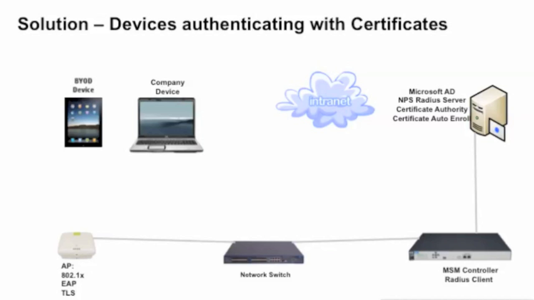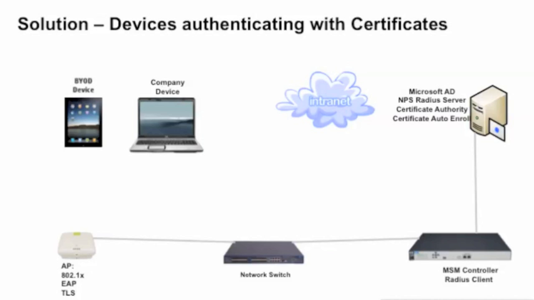We've got the same environment, but on the Microsoft Active Directory side we've enabled the Network Policy and Access Services, or NPS, which has Microsoft's Radius server built into it. We've also enabled a certificate authority on the Active Directory environment and configured it. Then we've enabled the certificate auto enrollment process, and this is done through the group policy manager and the group policies.